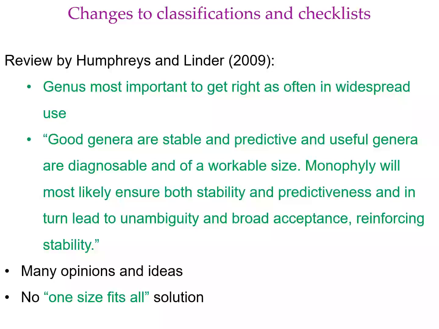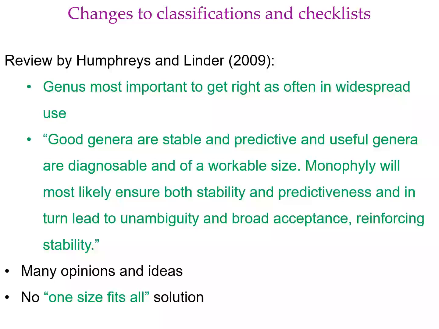And Humphreys and Linde said that good genera are stable and predictive, and useful genera are diagnosable and of a workable size. So we can set up an identification key to them, and they don't have thousands and thousands of species, for example. And then monophyly, or descent from a common ancestor, will most likely ensure both stability and predictiveness, and in turn lead to unambiguity and a broad acceptance, reinforcing stability. So you can hear that stability, workability, predictability are at the heart of what we do and how we would like our classifications to be perceived.